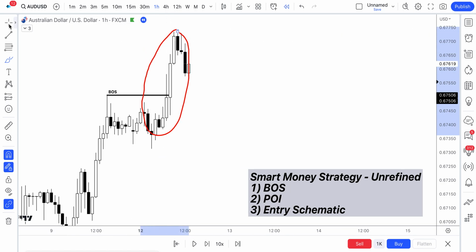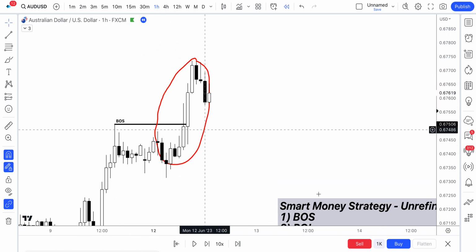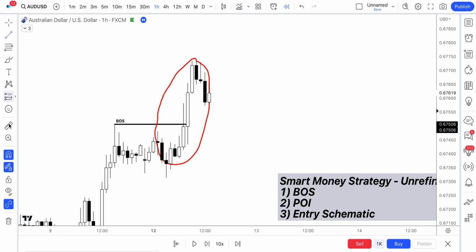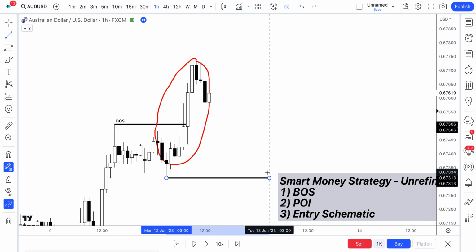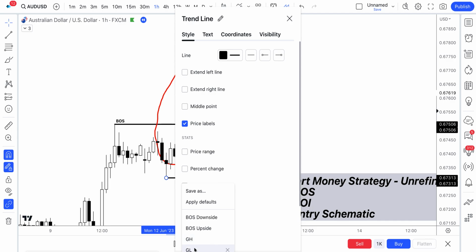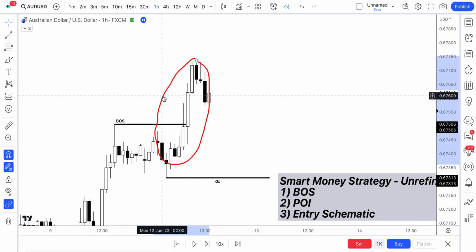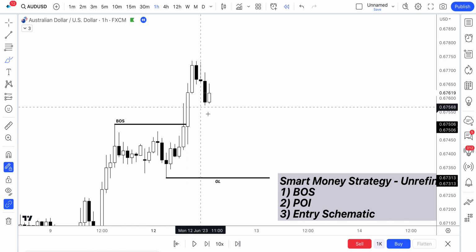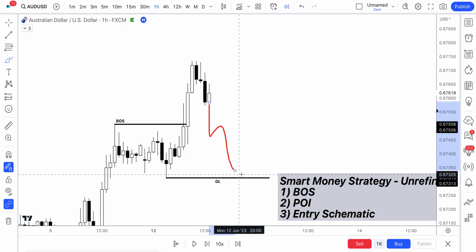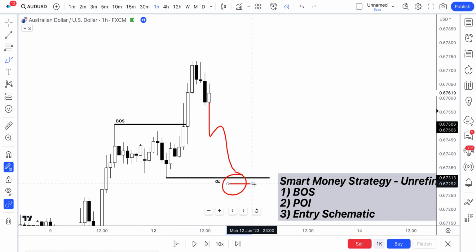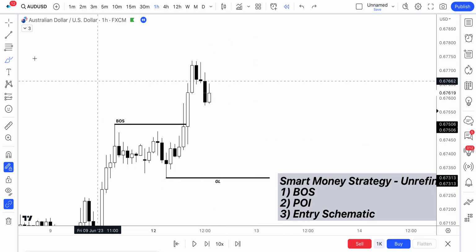Okay, once we've seen the break of structure to the upside, we can then go ahead and mark on our guarded low. Okay, so this is our invalidation level. Mark that on as a guarded low. So if price comes down and closes below here, closes below our guarded low, that'll indicate to us that our buy bias is no longer valid within this market. Okay, so we're looking for price to come back into that area.